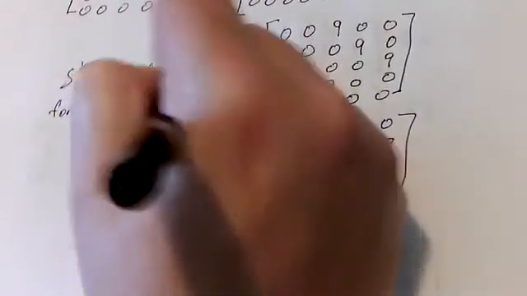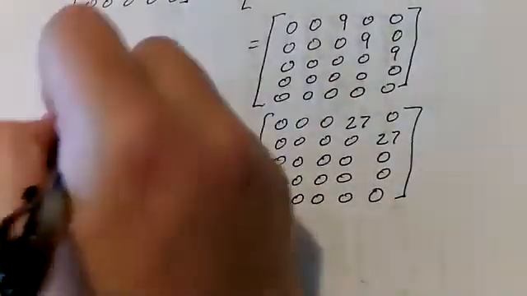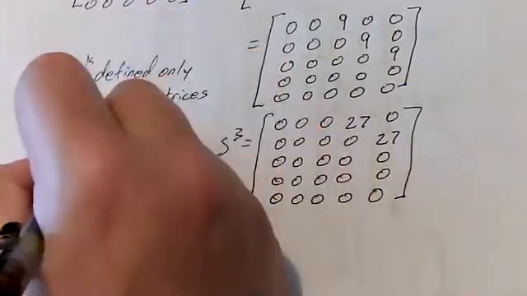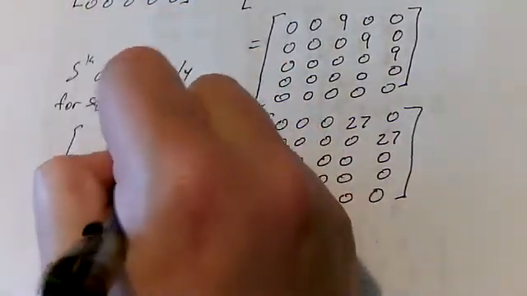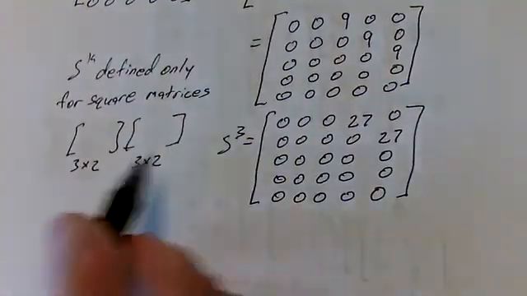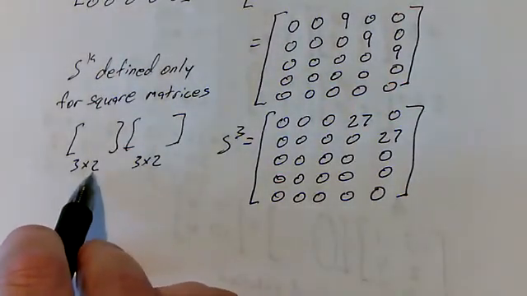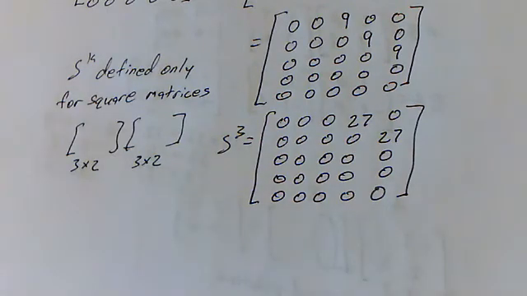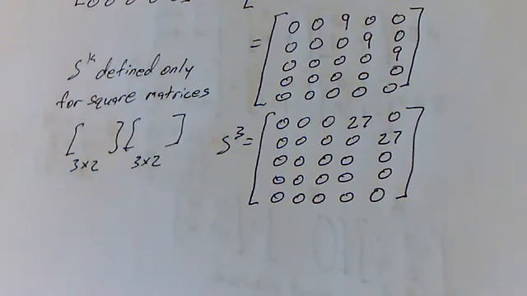Okay, because if I don't have a square matrix, if I have S times S and they're the same size but aren't square, so if I have a 3 by 2 times a 3 by 2, notice those middle numbers, the columns of the first and the rows of the second, do not match up. So I don't have that property in order to do that multiplication. Okay, that should cover everything, get you started on matrix operations, section 2.1.